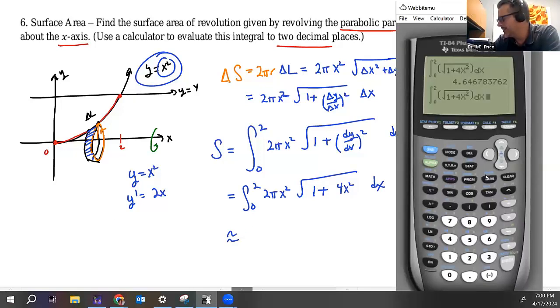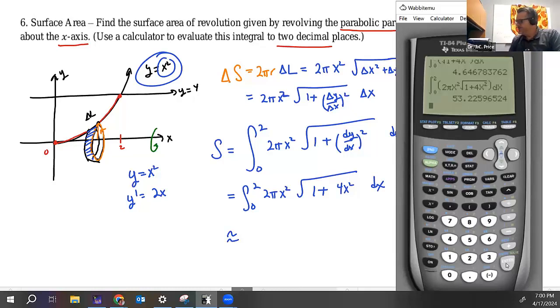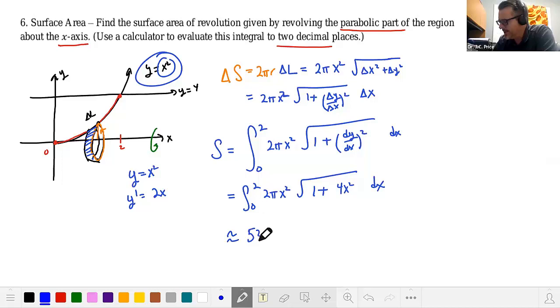If we just hit second enter to pull the last entry, then we can just insert probably right here. Let's see, second insert, and then just type in 2, and then a pi, and then an x squared, and then hit enter. And there's a surface area, which was, to 2 decimal places, 53.23. And then don't forget the units. This is surface area, so it's units squared.